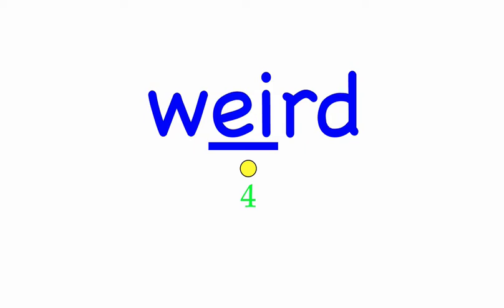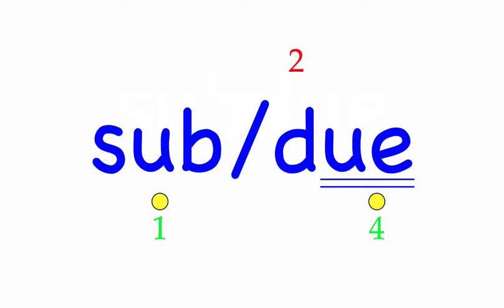Subdue. The police will subdue the suspect. Subdue. Sub has 3 sounds: S, B. Due, 2 sounds: D, U. Subdue. Mark the word.